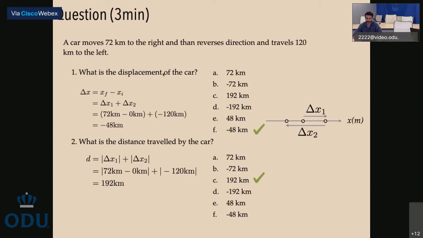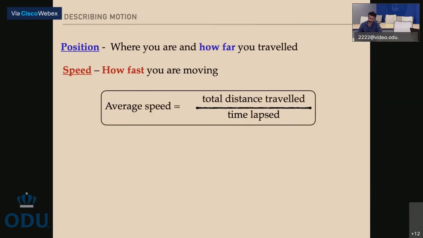And so for the most part, we're going to be interested in displacements, but it's also important to know distances. Once we start describing not just the position, but objects that are moving, what we're interested in is the motion. We're interested in figuring out how much distance it's covering, or how much it's traveling, in some interval of time, okay? Position is where you are and how far you've traveled. Speed is the first quantity that tells us how fast we are actually moving.